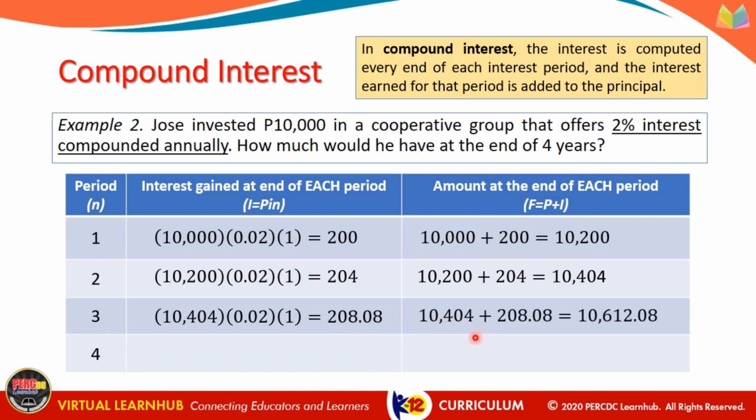So the value of the investment at the end of the third year would be 10,404, which is the value of the investment at the end of second year, plus the interest gained during the third year. That is equal to 10,612.08. Okay? So for the fourth year, the interest gained would be 10,612.08 times 0.02 times 1. Okay? We use here as principal the value of the investment at the end of third year.